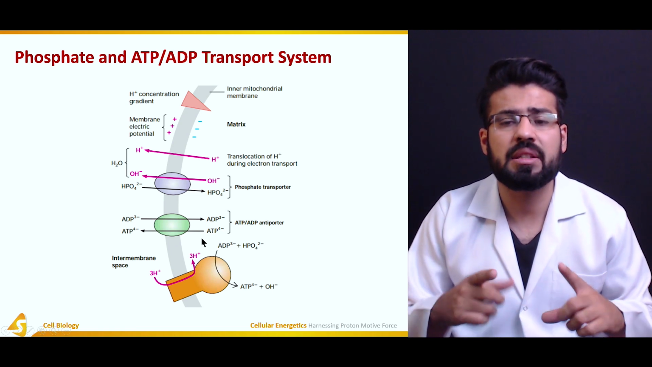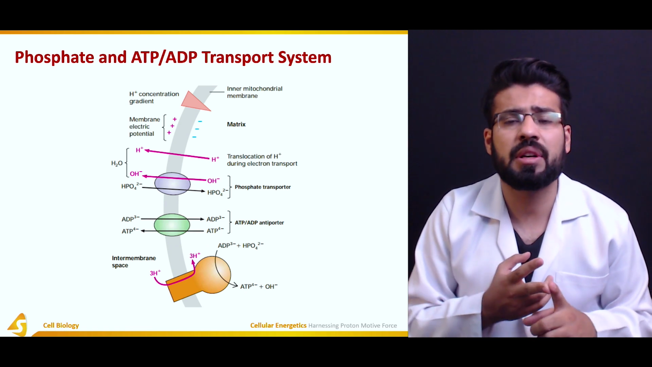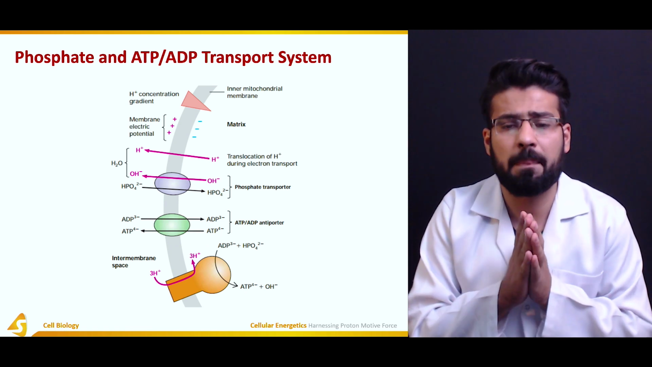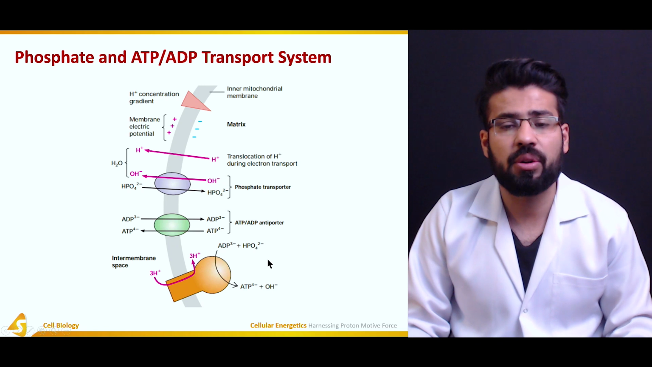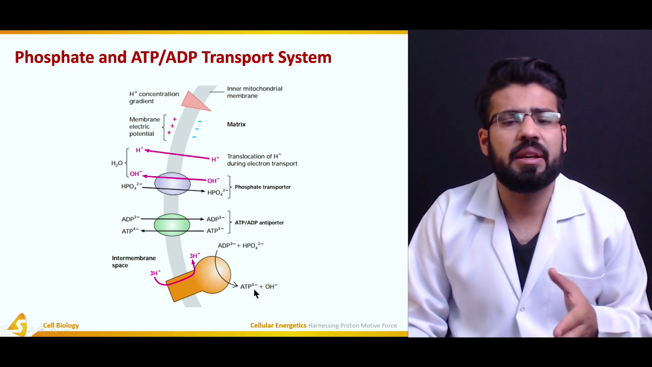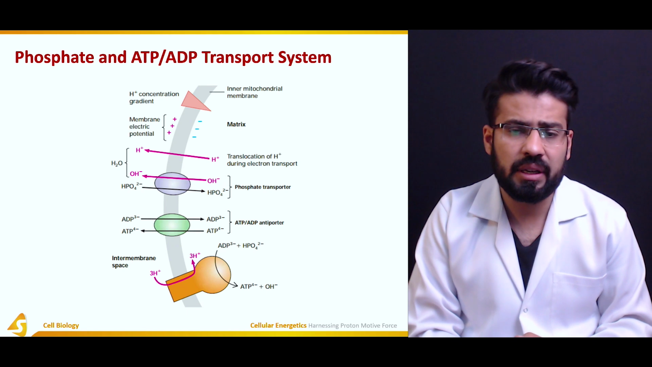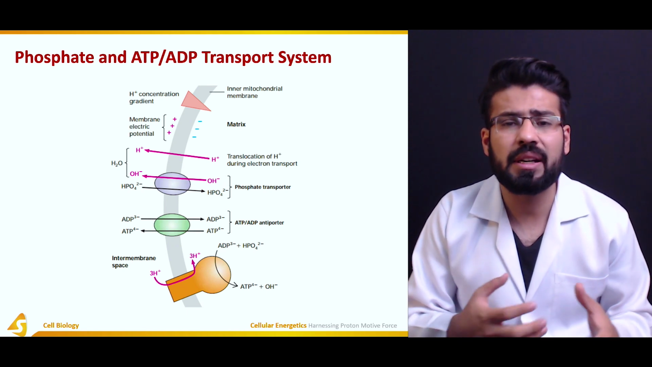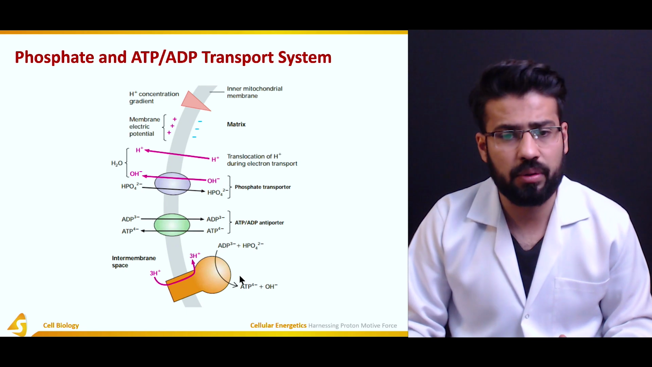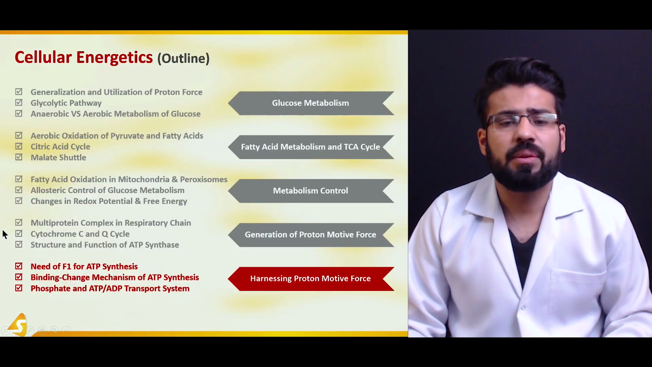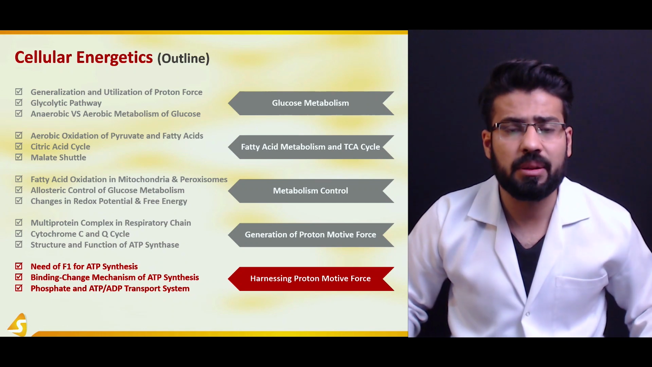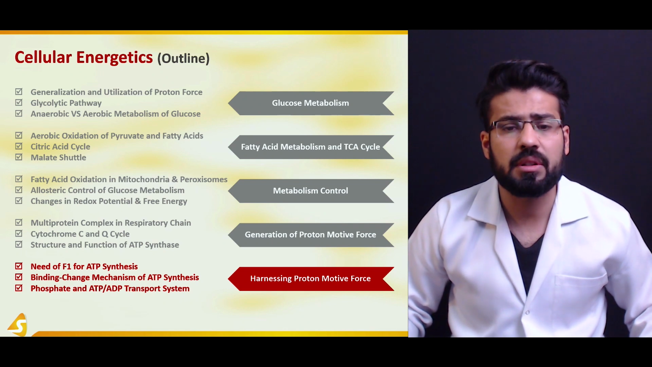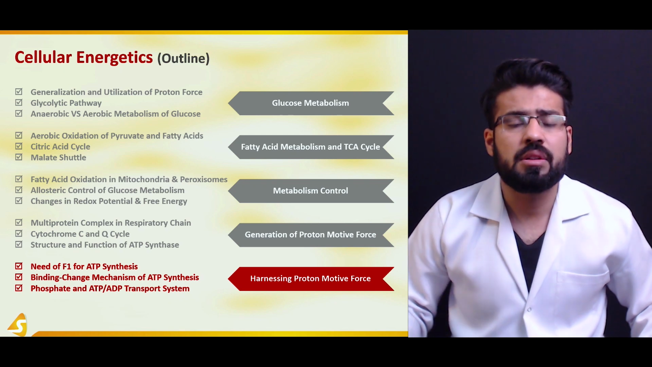So we have two things, ADP3 negative and we have HPO4 2 minus. Both of these are going to combine, resulting in the formation of ATP4 negative plus OH negative, which is then going to cause the release of, of course, the electron, resulting in the yielding ultimately of H2O and the ATP molecule as well. So in this section, we started off with the discussion of the need for the F1 for the ATP synthesis, and then we saw the binding change mechanism of the ATP synthesis, and then we saw the phosphate and the ATP or ADP transport system. So that was all for this section.